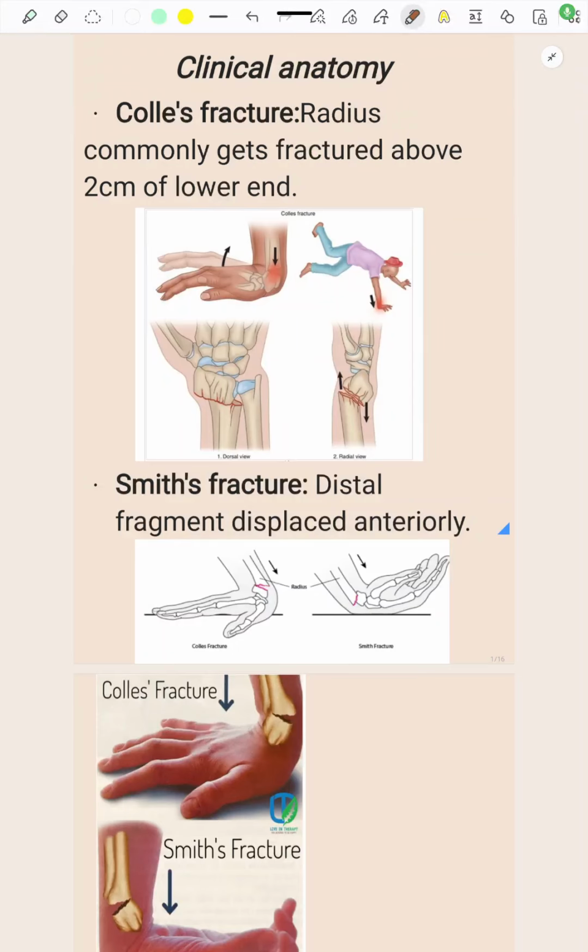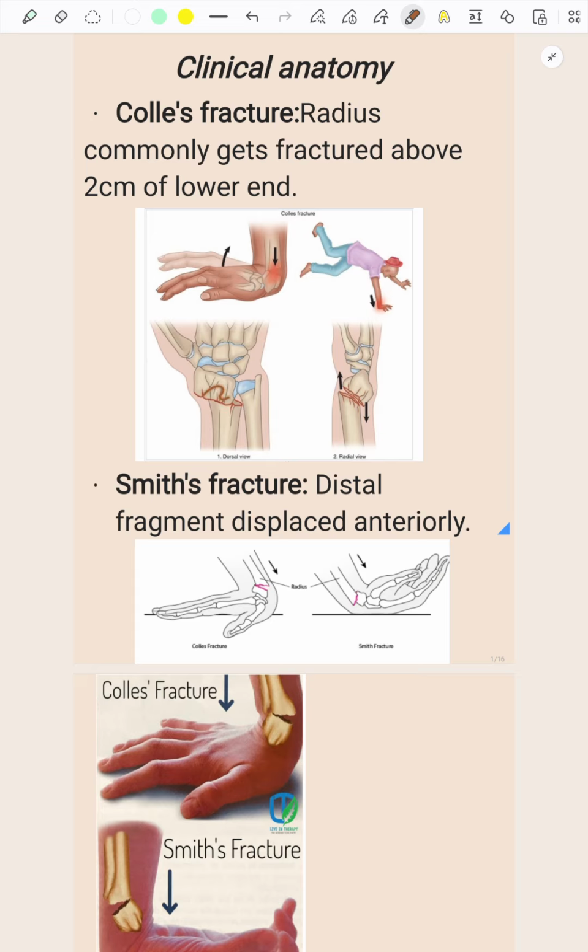So today we are going to start with clinical anatomy of the bones of upper limb, major clinicals. So first is Colles fracture. In this, radius commonly gets fractured above 2 centimeter of lower end.